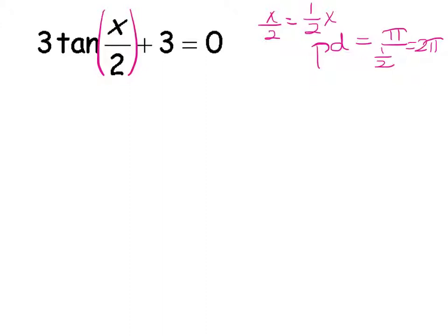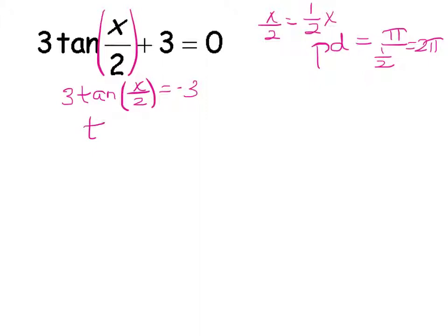As we proceed to solve for x, we want to isolate the part that just has tangent of x over 2. So that's going to require me to subtract 3 from both sides, as well as divide both sides by 3. So I have 3 tangent x over 2 equals negative 3.